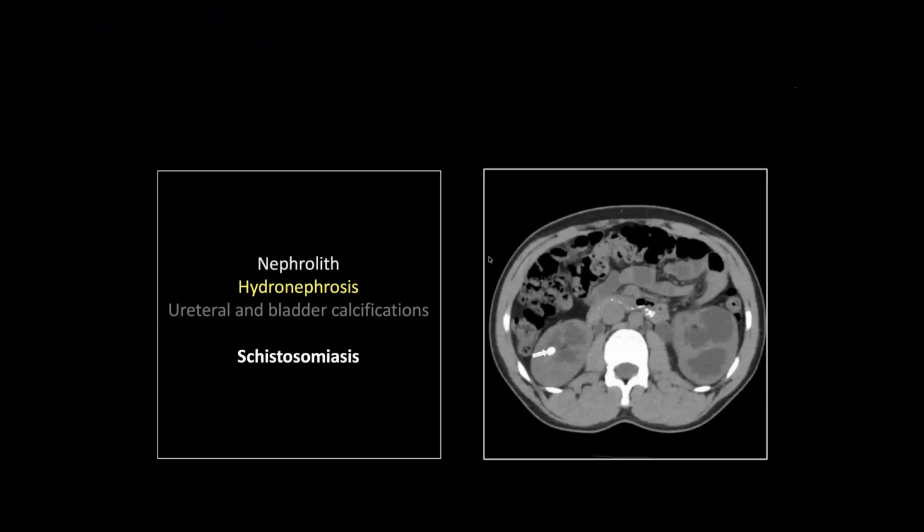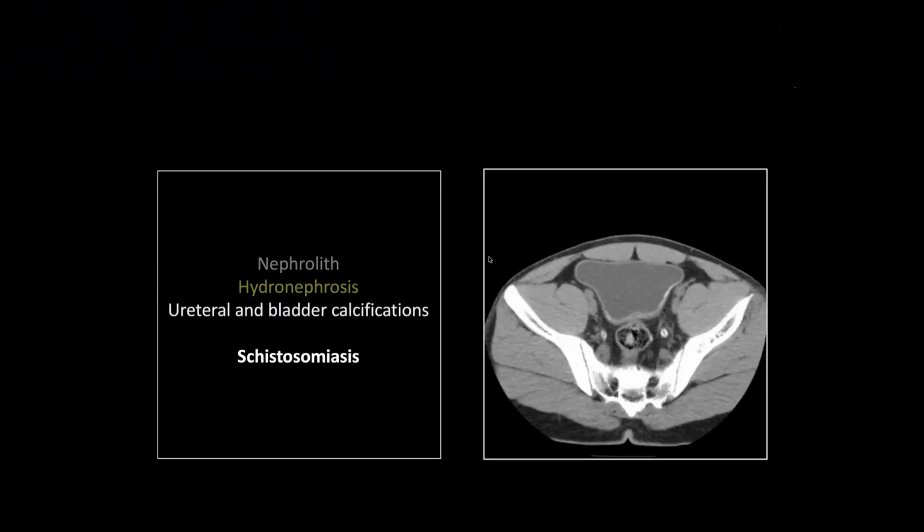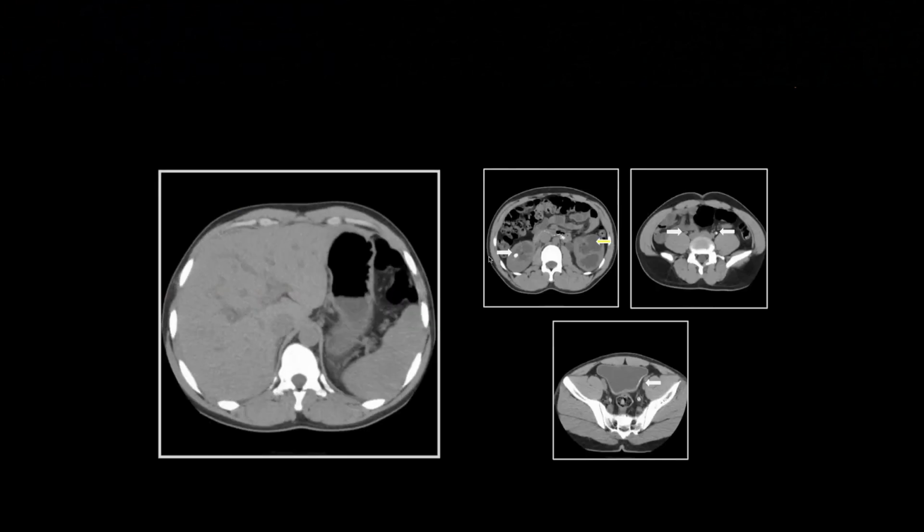You've got a central stone, bilateral hypodense enlargement of both kidneys, which actually in this case turns out to be predominantly hydronephrosis. But here's the thing that tips it over into schistosomiasis: ureteral calcification and bladder calcification. Those both are very specific findings for schistosomiasis. You won't see this in other conditions.